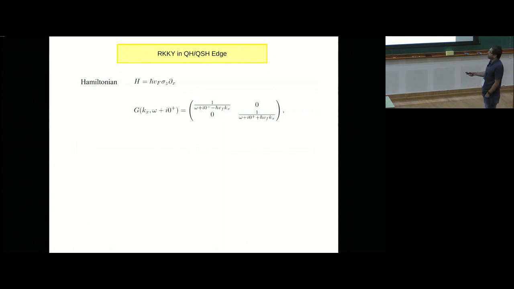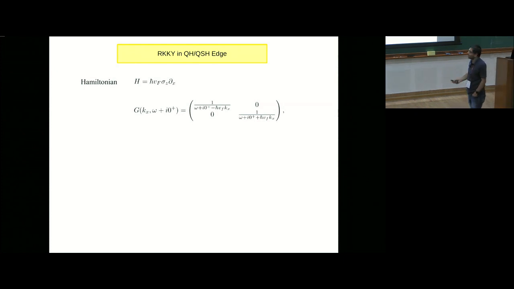Okay, so as I said, let's take a quantum spin Hall. This is the Hamiltonian of the quantum spin Hall system. The sigma z is written in terms of the up-spin, down-spin basis. So it tells you that you have velocity in the positive x direction for up spin and negative x direction for down spins. And you can write down the Green's function in the basis. So this tells you again that you have positively moving and negatively moving modes for up and down spins.